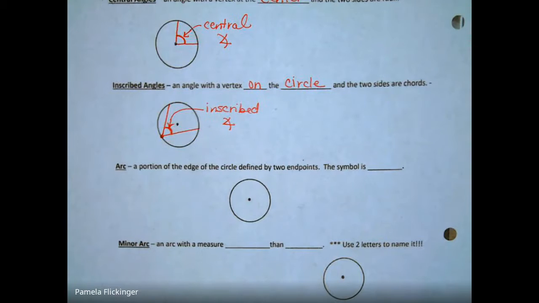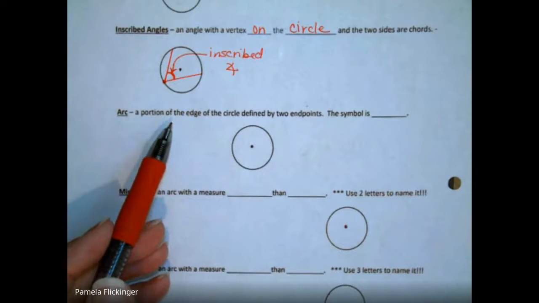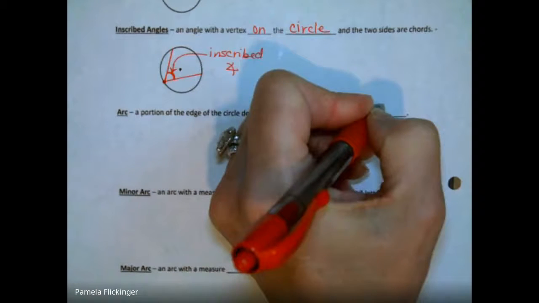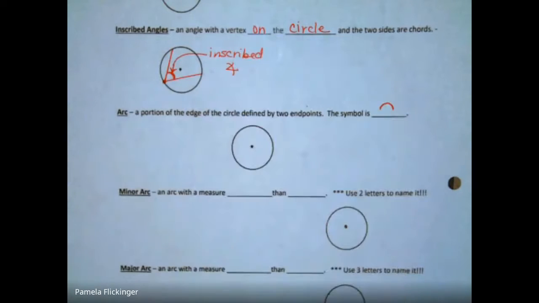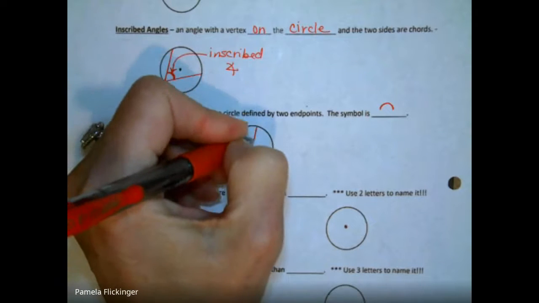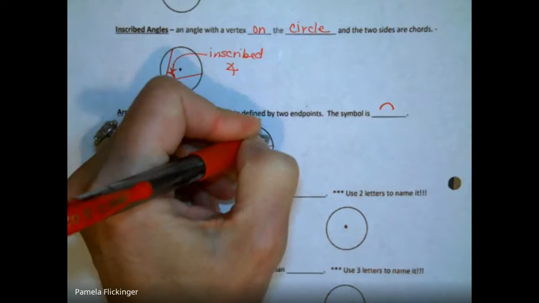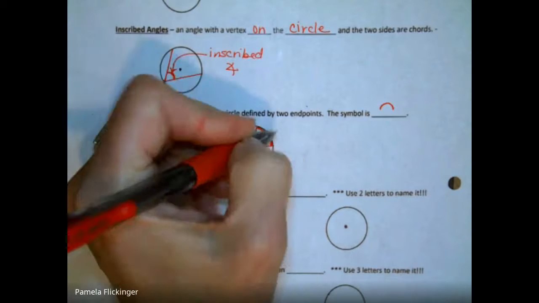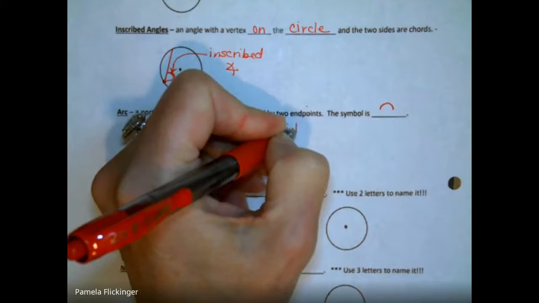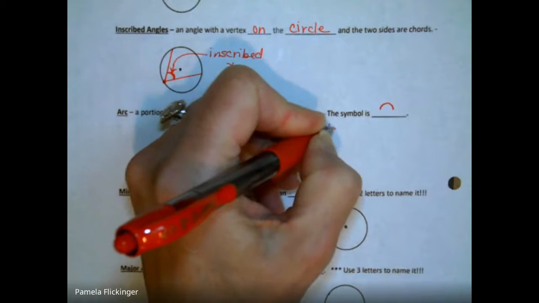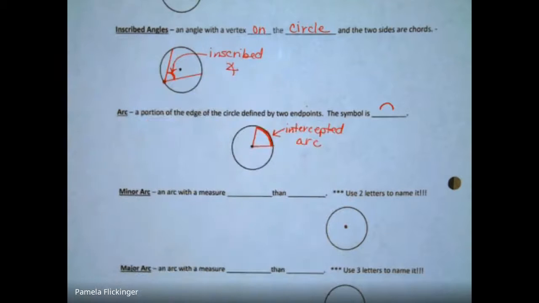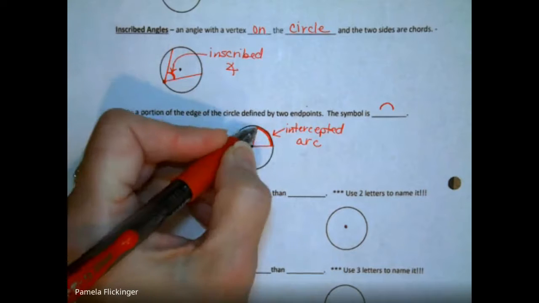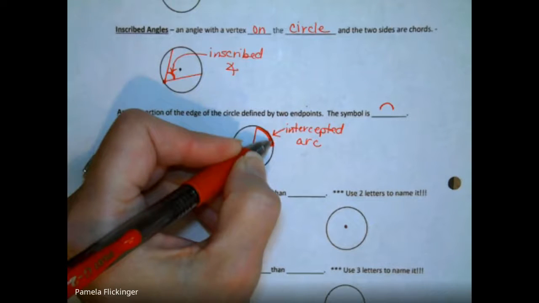An arc of the circle is a portion of the edge of the circle that's defined by two endpoints. The symbol for an arc looks like that, so you will have to curve it. So if I drew in a central angle, this piece of the circle is what we call intercepted. So this is an intercepted arc. Our inscribed angles will also have intercepted arcs. It's that piece of the circle, that arc measure right there.